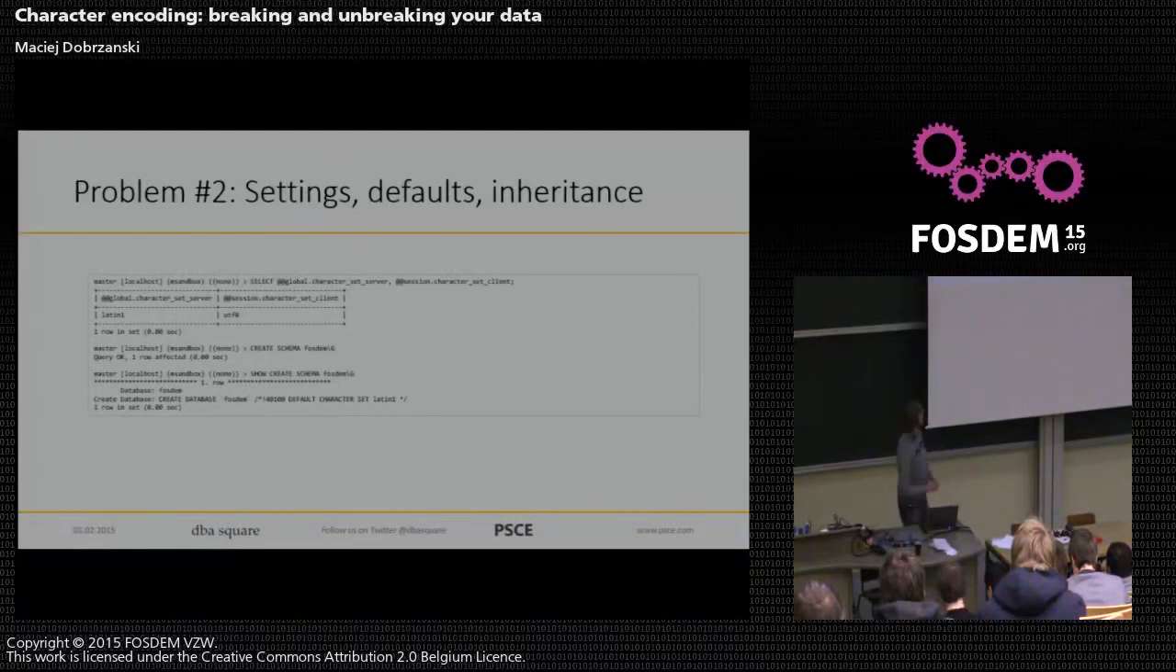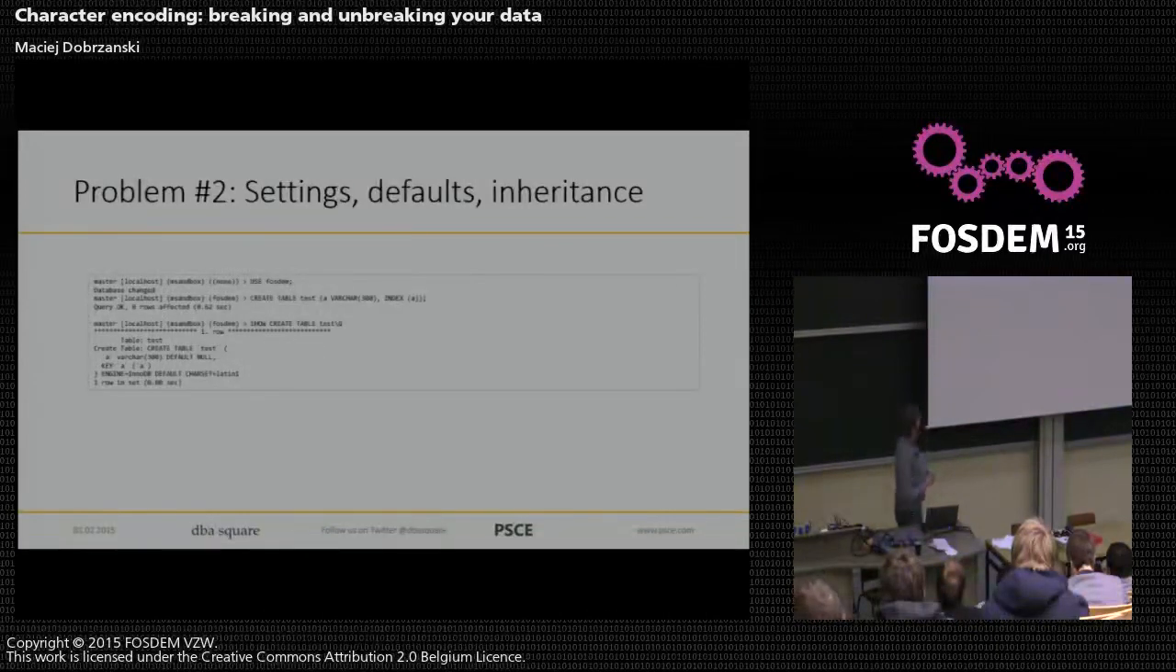So we have some more examples of that. We create a schema. We have a server that runs Latin 1, and our client uses UTF-8, right? So we create a schema, and the schema receives the server's default encoding, which is Latin 1, regardless of our client setting. Then we go into the schema, and we create a table. A table will obviously receive the schema's default encoding, which is also Latin 1.